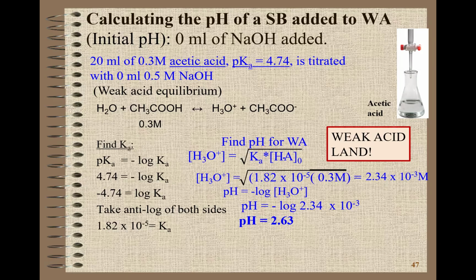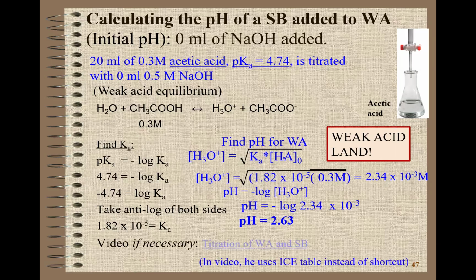Now we're going to add 10 milliliters of base, and that's going to put us in buffer land. By the way, again, this is covered on this video. The video here is a weak acid and a strong base. In the video, they do use the ICE table, but we don't need to do that. We're going to end up with the same thing, the shortcut formula.